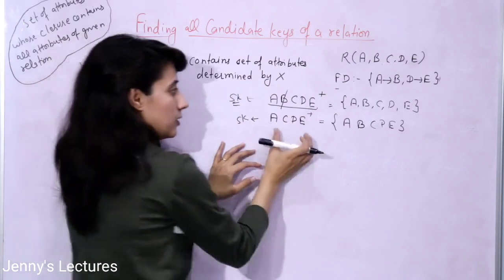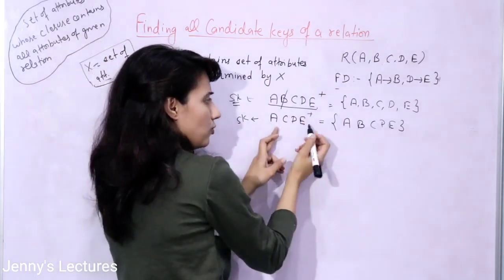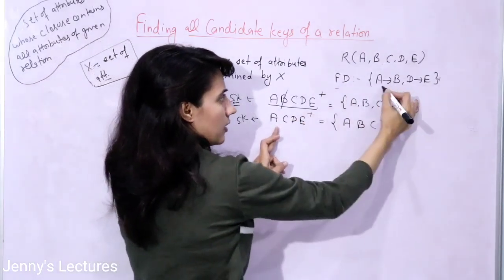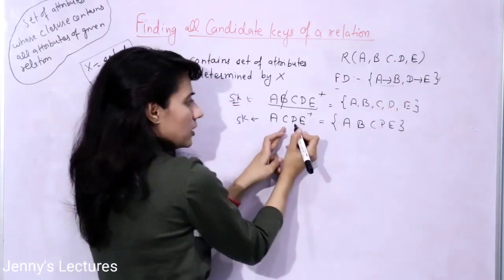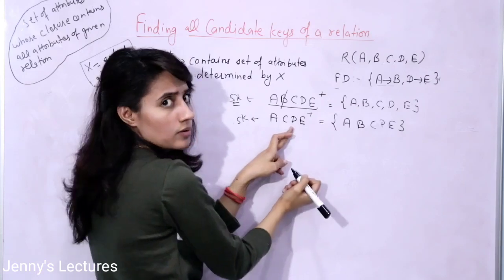Now again check. Now I have A, C, D, E. Can you discard something from this? Check. I have already used this one. D can determine E. Now see, I have D and E both, right?